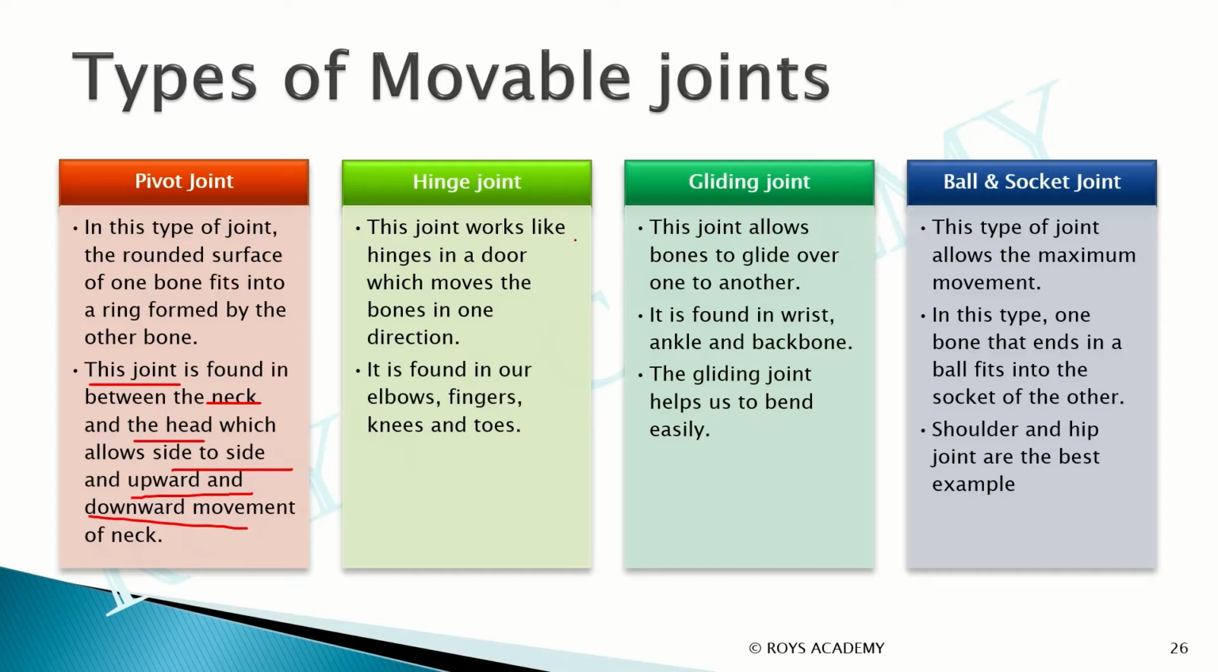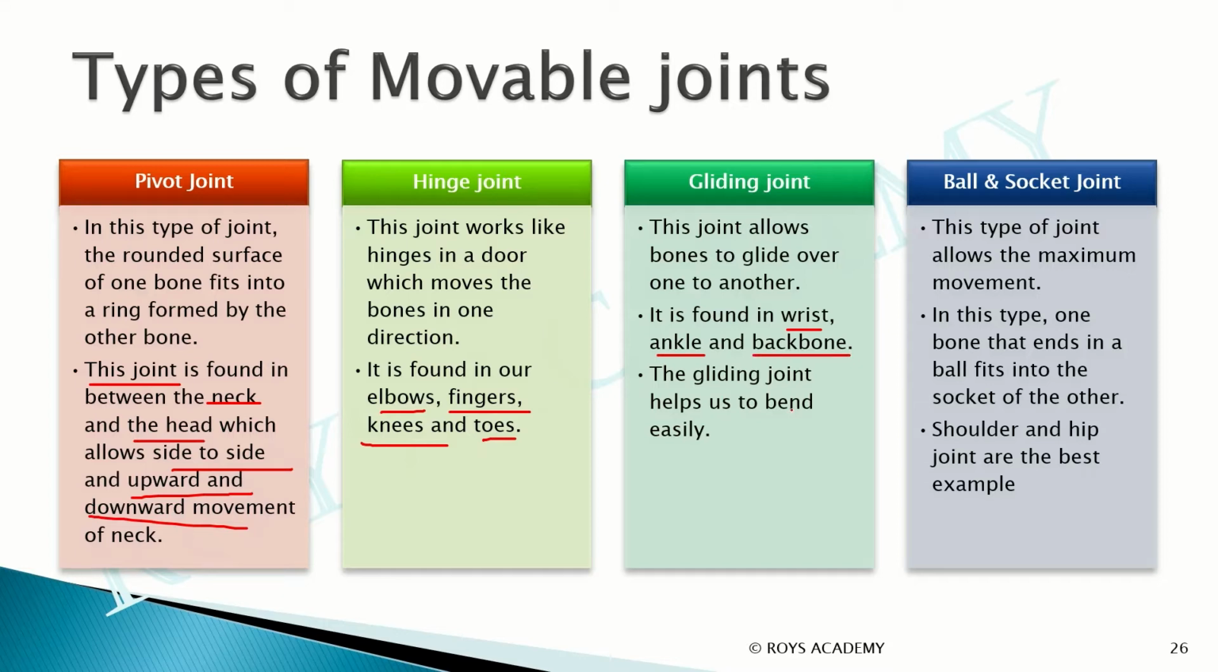Next is hinge joint. This joint works like hinges in a door, which moves the bones in one direction. It is found in our elbows, fingers, knees and toes. Next is gliding joint. This joint allows bones to glide over one another. It is found in the wrist, ankle and backbone.